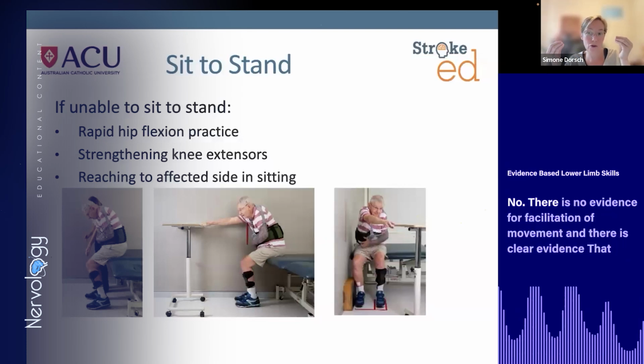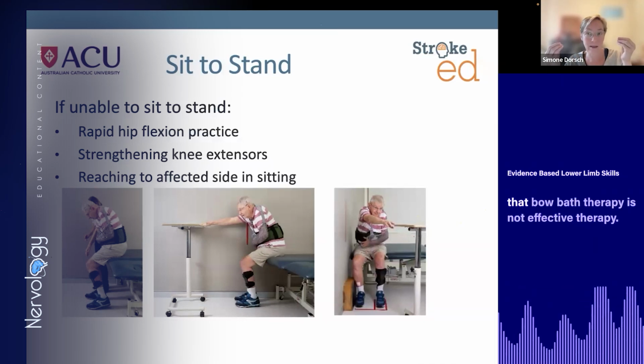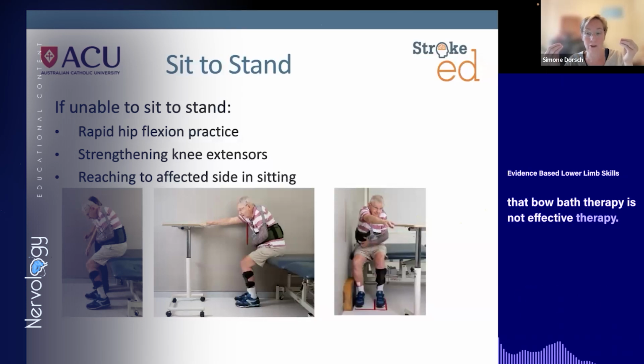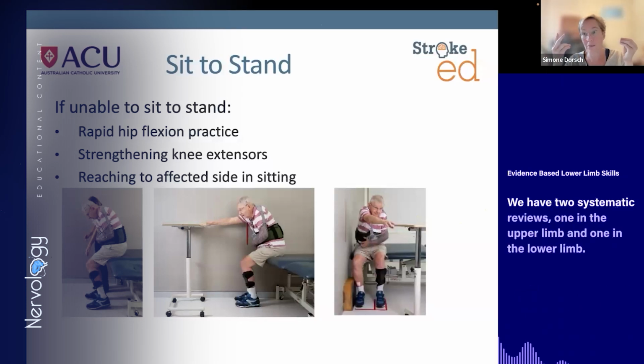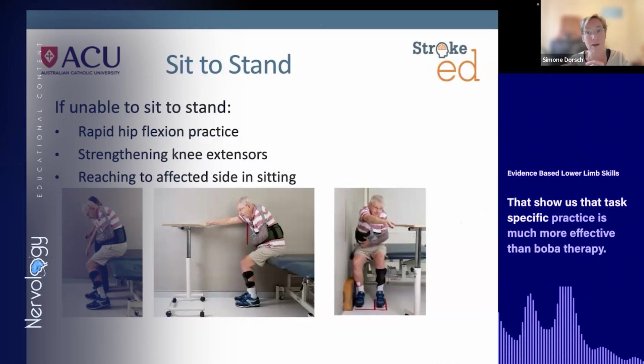There is no evidence for facilitation of movement, and there is clear evidence that Bobath therapy is not effective therapy. We have 2 systematic reviews, one in the upper limb and one in the lower limb, that show us that task-specific practice is much more effective than Bobath therapy.